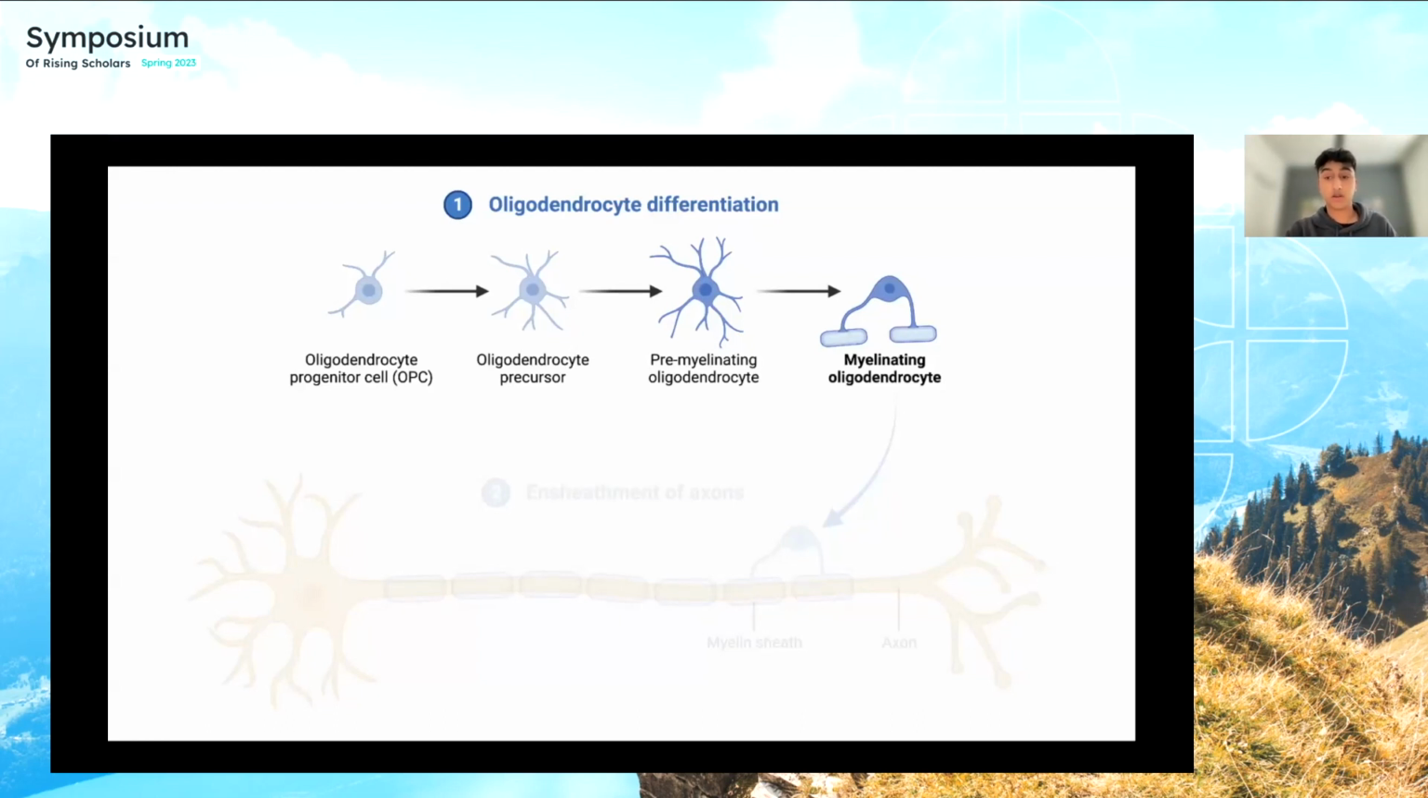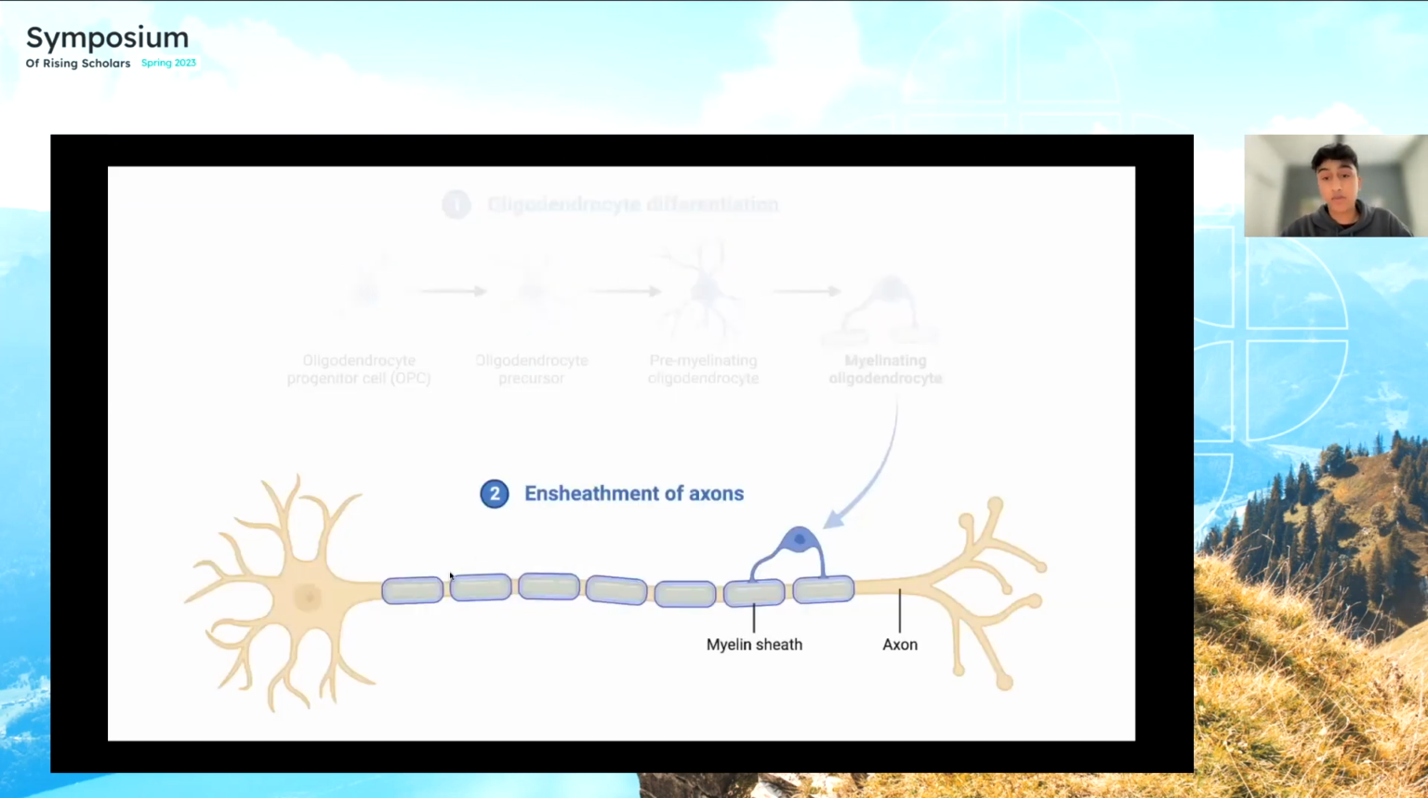So for example, if there was some injury that demyelinated a region, these cells would migrate to that region and mature into myelinating oligodendrocytes. And then they bind to the axons and basically coat them with this myelin.